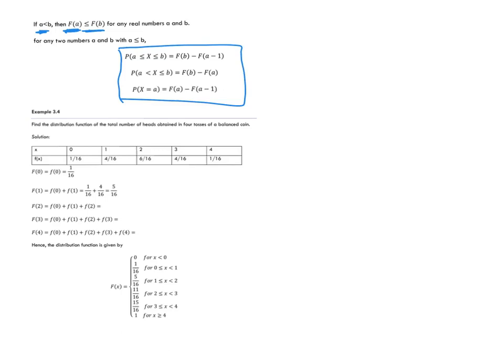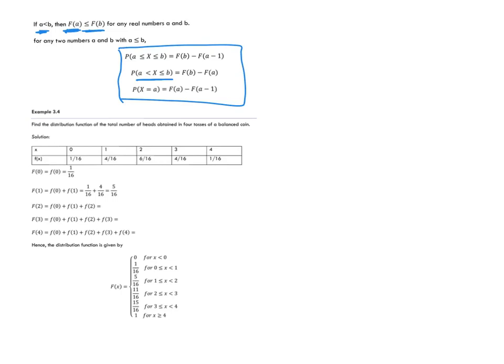And then the next one: if we are going to calculate the probability of a less than x less than or equal to b, we can calculate it by F(b) minus F(a). And then the last one: if you want to calculate the probability of x equals a, you only need to calculate F(a) minus F(a minus 1).